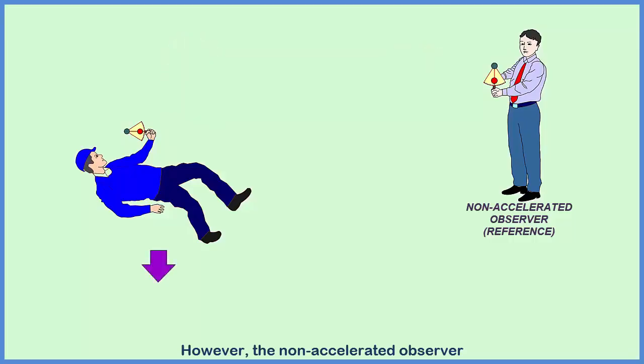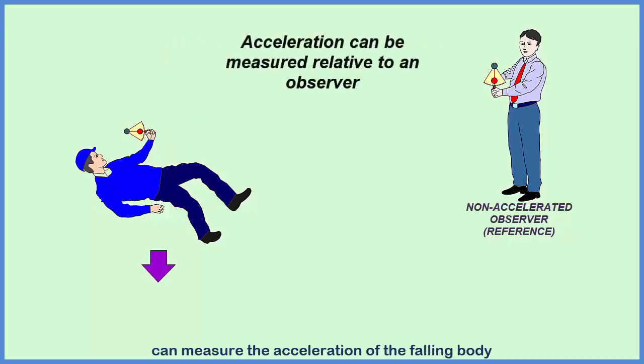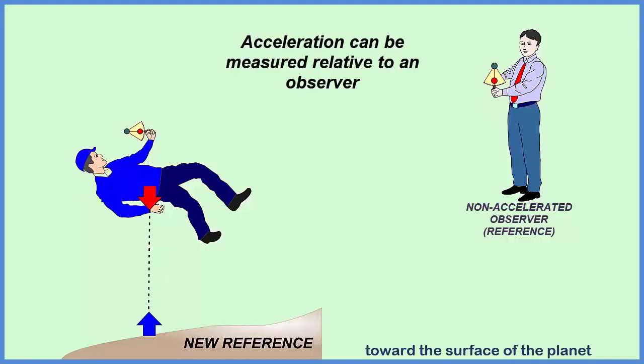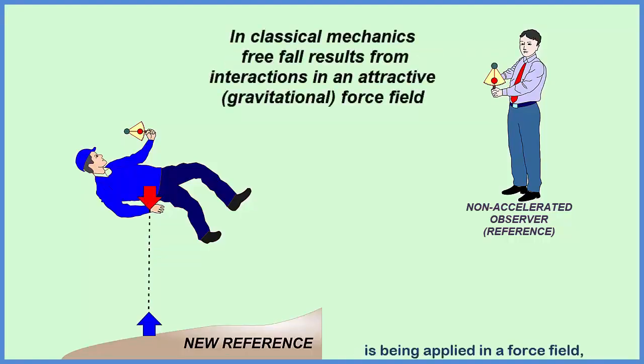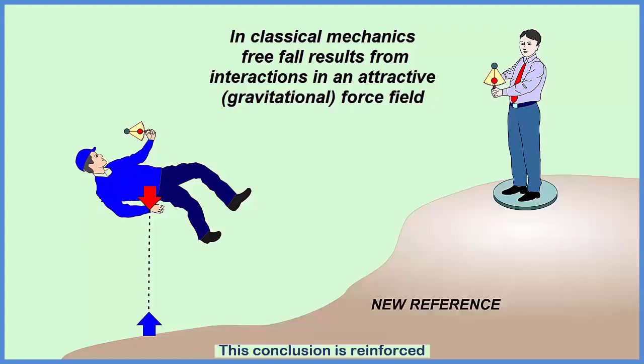However, the non-accelerated observer can measure the acceleration of the falling body toward the surface of the planet, and deduces Newton's third law is being applied in a force field, in which case the falling body is in interaction with another reference body, in this case the planet. This conclusion is reinforced supposing the non-accelerated observer is at rest relative to the planet, a new reference.